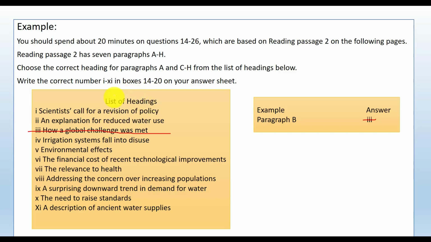Okay, list of headings. Please have some paper and take notes while I am stating some important points, selecting our keywords. Okay, now the first one: scientists call for a revision of policy. What's the keyword here? It would be really difficult to find scientists, and that's not our keyword. Okay, but a revision of policy, this is more general, and it can be easily found. Okay, it's about some change, and you're going to look for something that is changed. Okay, so revision of a policy is easy to find.